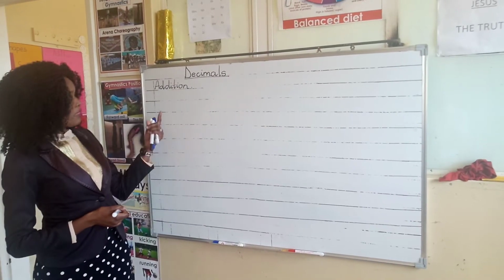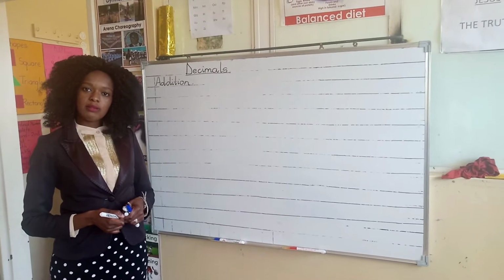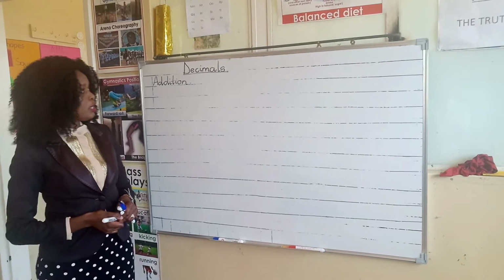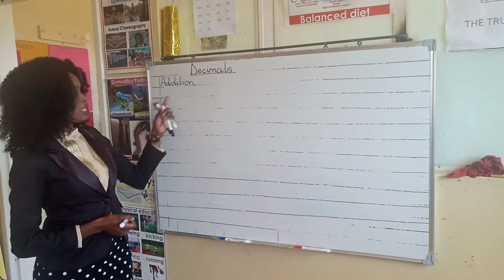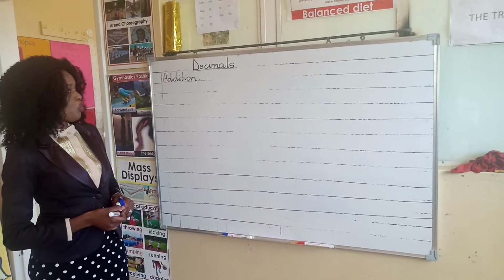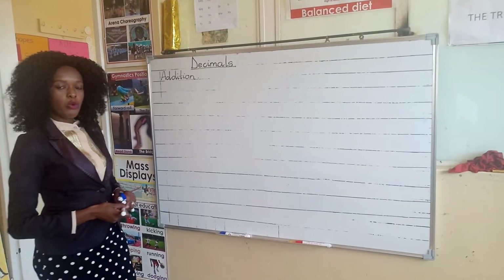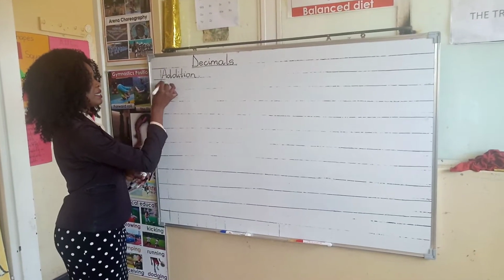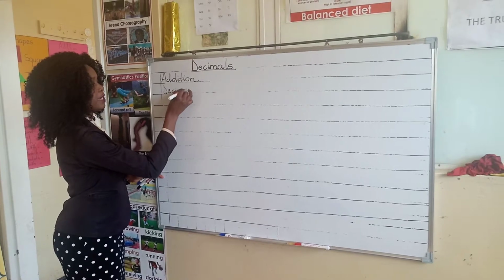Today we are going to do mathematics. We are going to do decimals, mathematics for grade 5s. We are going to learn about decimals, addition of decimals. Before we go to the addition of decimals, we are going to start from what is a decimal. We are going to define a decimal.